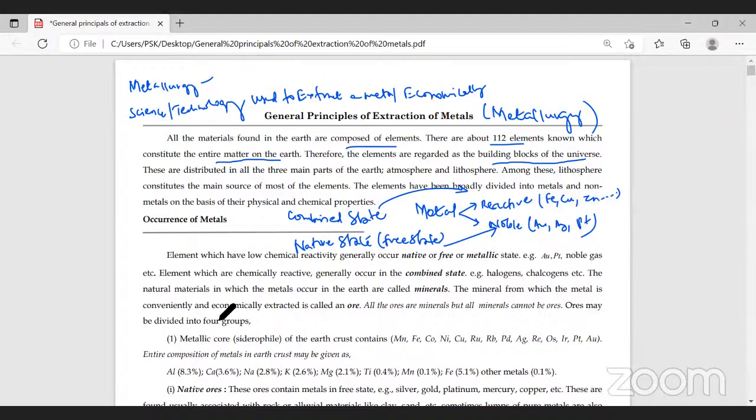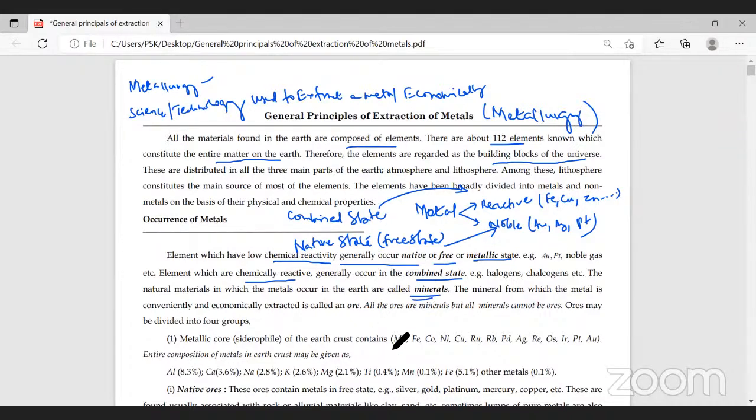Now, occurrence of the metals. Elements which have low chemical reactivity generally occur in native state, free state or metallic state. Example, gold, platinum. Noble gases are not metals, but they also exist in free state. Elements which are chemically reactive generally occur in the combined state. Example, halogens, chalcogens. 15th group elements are called chalcogens, etc. The natural material in which the metal occurs in the Earth is called minerals.